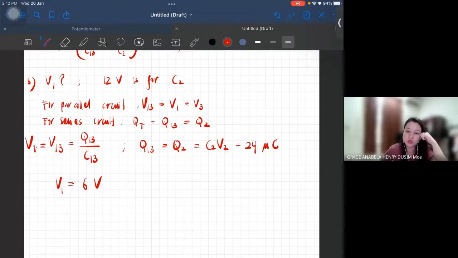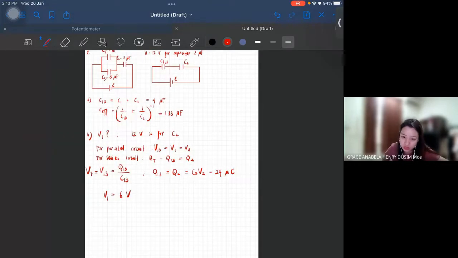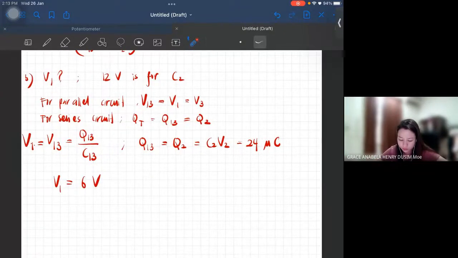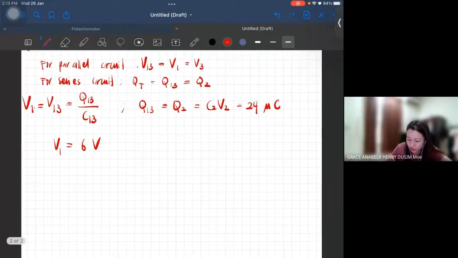Okay, yeah, so in this chapter, it is very important that you memorize lah the characteristics for parallel circuit dengan series circuit. Okay, so kalau kamu tidak dapat memorize that, then you will have problem solving the questions. Okay. And then question C, it asks us to calculate the energy stored.